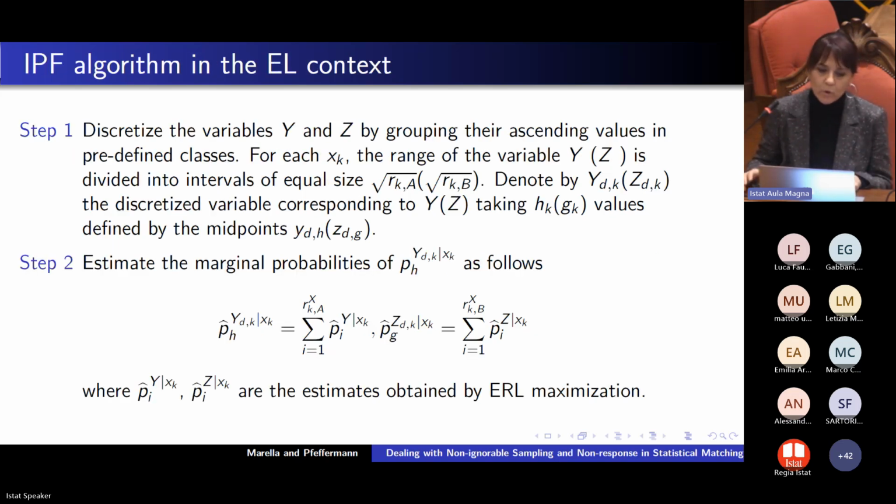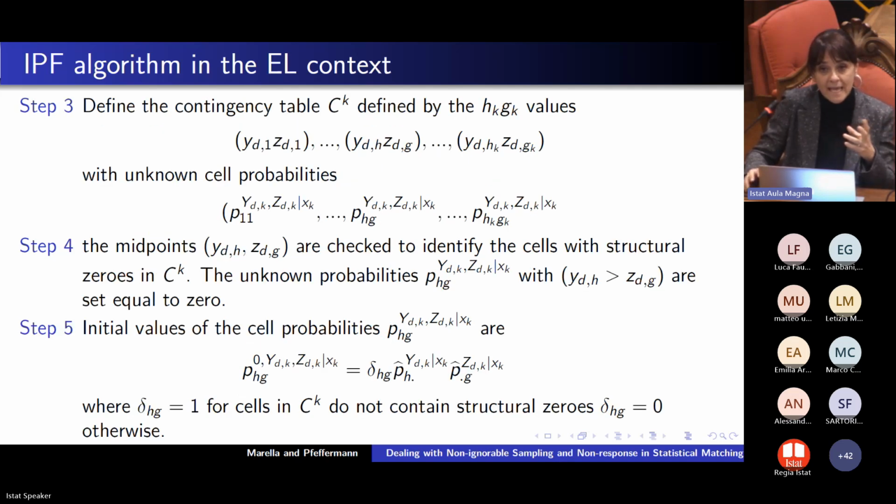With regard to the iterative proportional fit algorithm in the empirical ACLU context, we proceed according to the following steps. First of all, we discretize the continuous variables y and z. Next, we estimate the marginals of the discretized variables according to this formula, using the estimate obtained by the maximization of the empirical respondent ACLU. Then we define the contingency table where the marginals are fixed at these estimated marginals, and after having defined the contingency table, we have to introduce the structural zeros in the table.